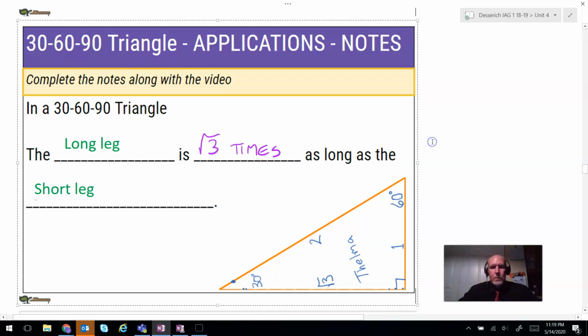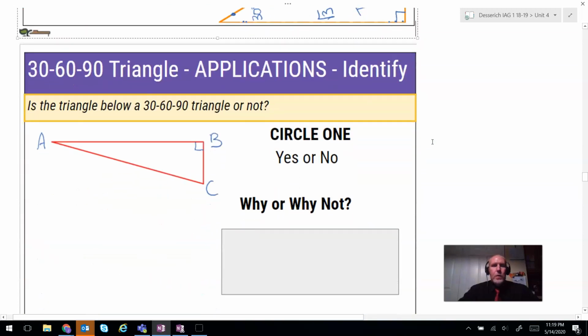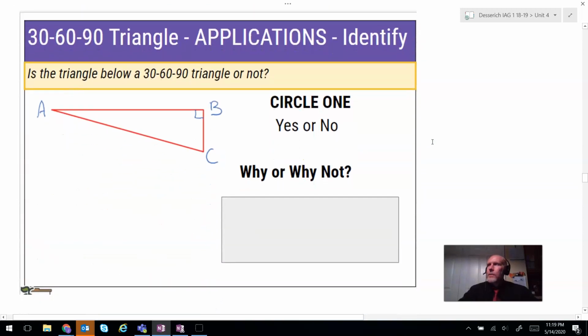Cool. All right, so what I've found is that students will sometimes start using these cool properties of 30, 60, 90 triangles on triangles that aren't really 30, 60, 90 triangles. So the first part of today, I just want to make sure we can recognize if something is a 30, 60, 90 triangle or not, because if it's not, we can't use these cool properties that we've been learning. So first of all, is this a 30, 60, 90 triangle? Yes or no? Circle that, and then tell us why or why not.